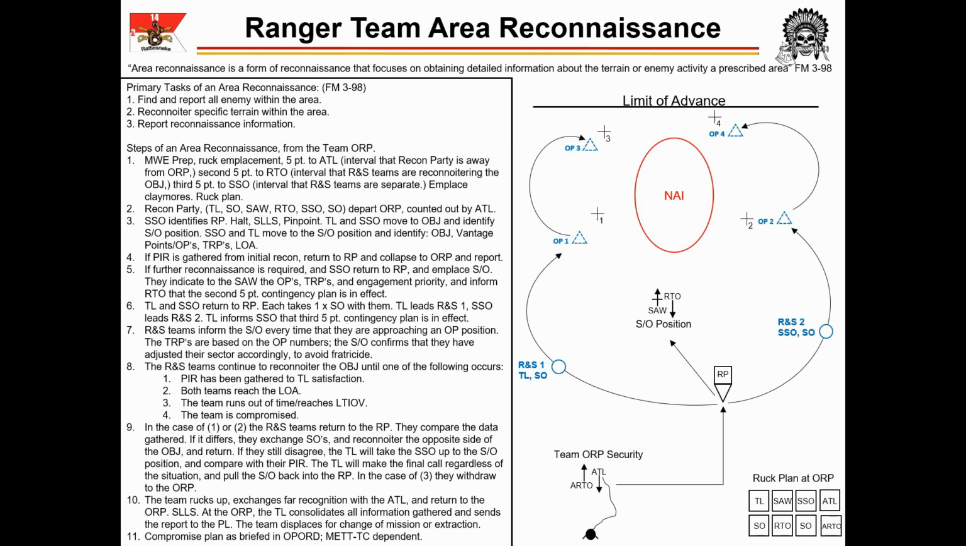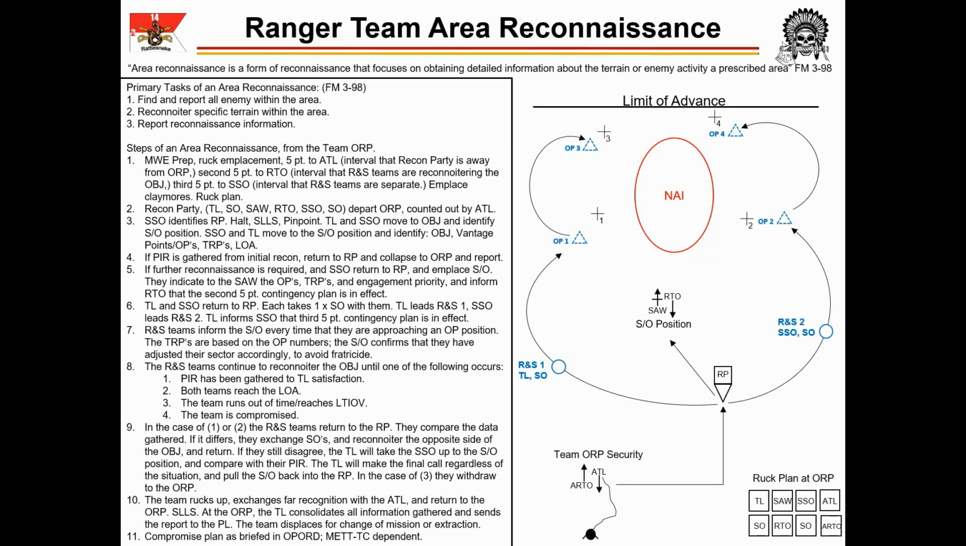Once this is decided, the team leader radios the ATL at the ORP that the recon party is returning. This is the FAR recognition signal. The ATL and ARTO move into the short halt posture to be more readily identifiable by the returning team. The SSO then leads the recon party back to the ORP. The SSO exchanges the near recognition signal with the ATL and ARTO, and the ATL counts the recon party back into the ORP. The team re-enters the ORP and conducts seals in place in their former ORP positions.